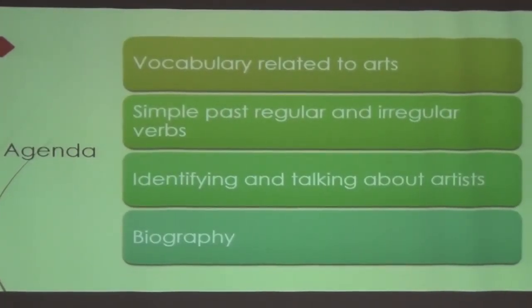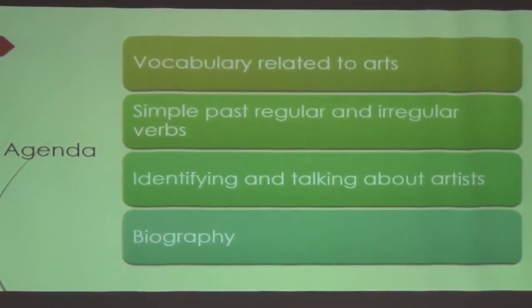The agenda or the outline of our lesson is as follows. First, we are going to revise vocabulary related to arts. Number two, we are going to go over the simple past of regular and irregular verbs. Number three, we are going to identify and talk about artists. Finally, we are going to have a biography of a very famous artist.